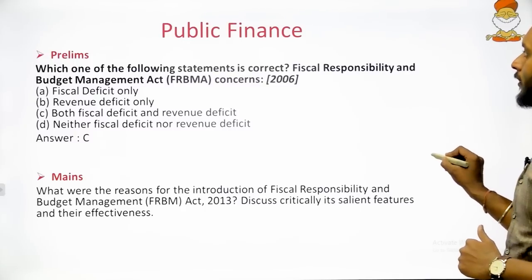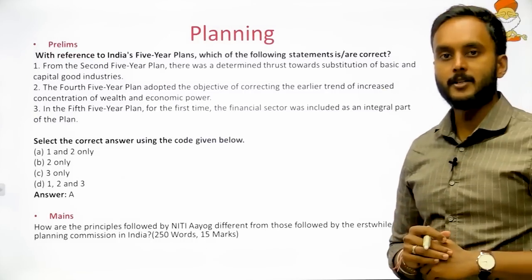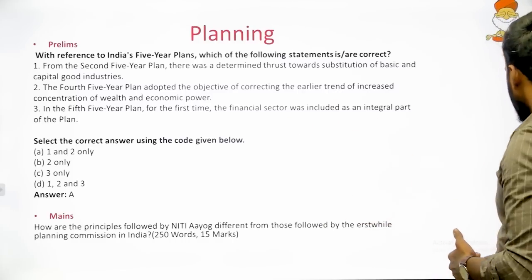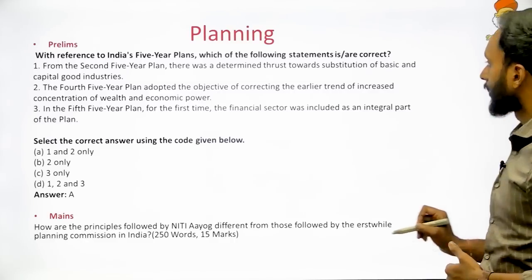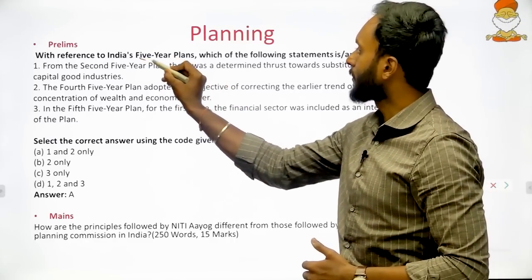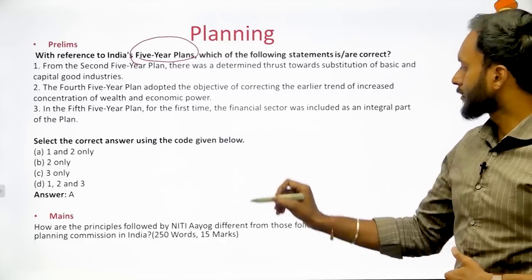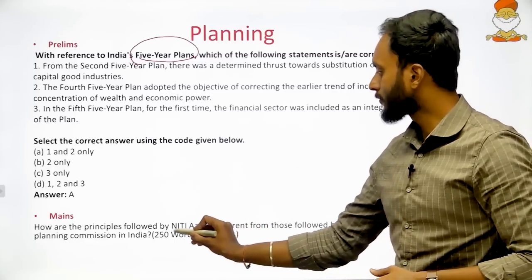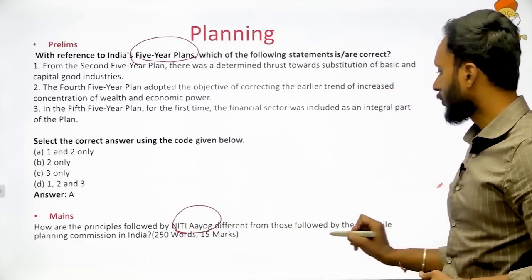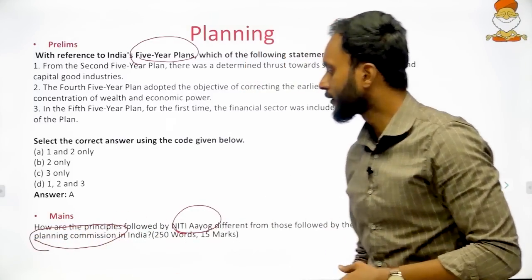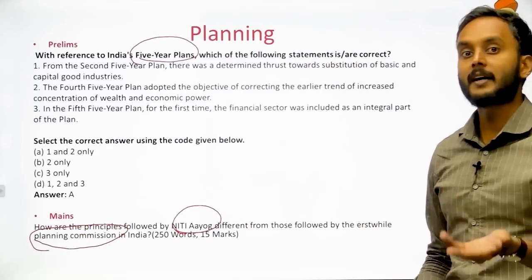Students, if you talk about planning as another chapter that we will be discussing, if you see here, the questions are with respect to the 5-year plans. And if you look at the mains, the question is with respect to how the principles of Niti Aayog are different from those followed by the Planning Commission. This was a direct question that was asked in mains because of a current event that happened.